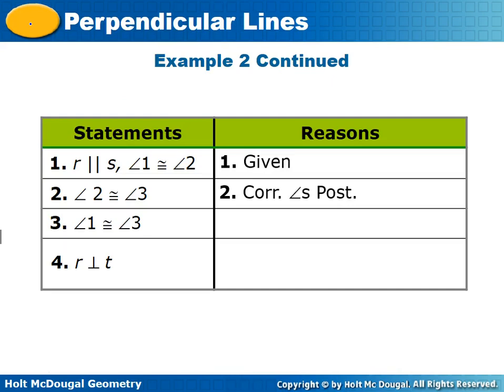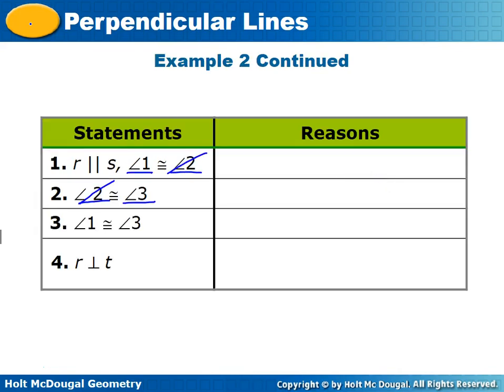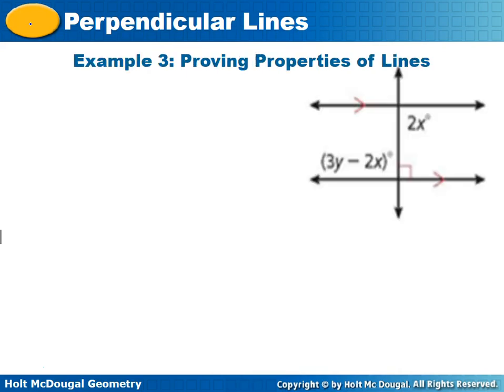Then I want you to notice that we've got, again, 1 is congruent to 2 here, 2 is congruent to 3. We got the same angle repeated twice, so we can say that 1 is congruent to 3 by the transitive property of congruence. Then we can say that R is perpendicular to T. Again, let's see why. If we're looking at 1 and 3, 1 is congruent to 3. That's a linear pair. Those are a linear pair of angles. And if a linear pair of angles is congruent, then the lines have to be perpendicular. That's what this says. Two intersecting lines form a linear pair of congruent angles, then the lines have to be perpendicular.